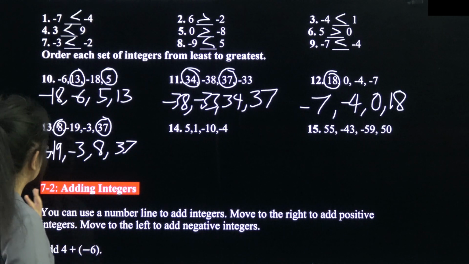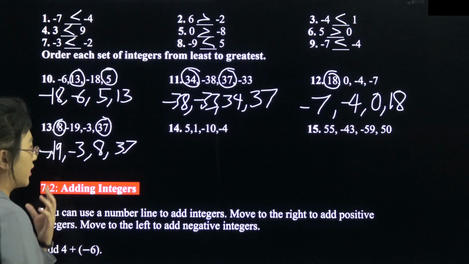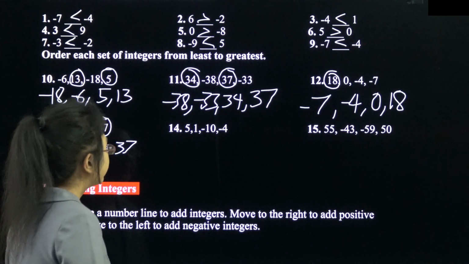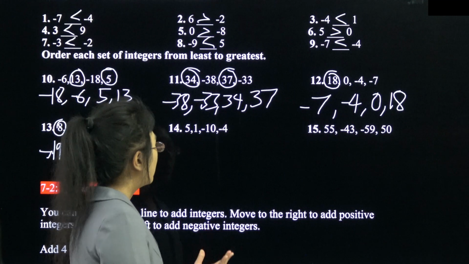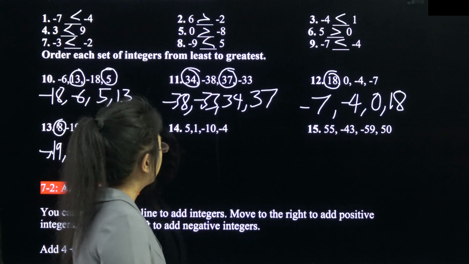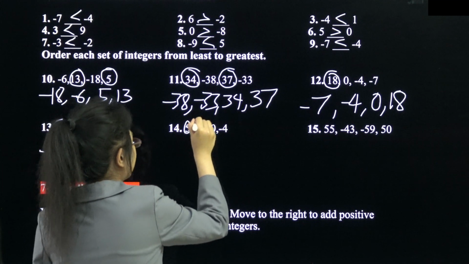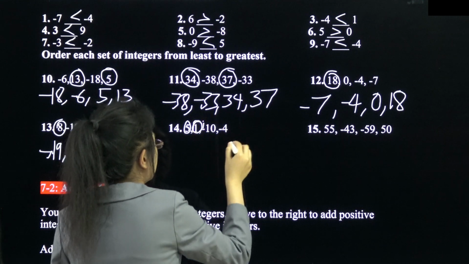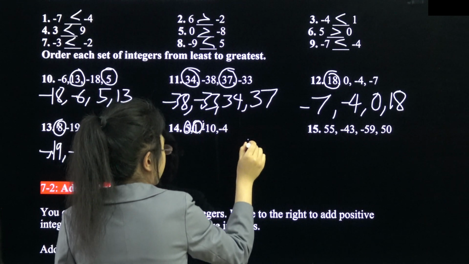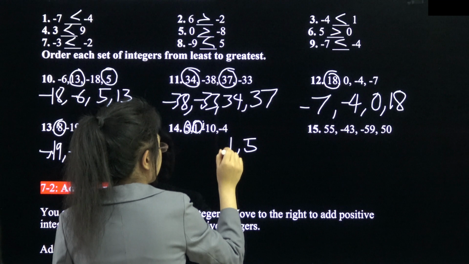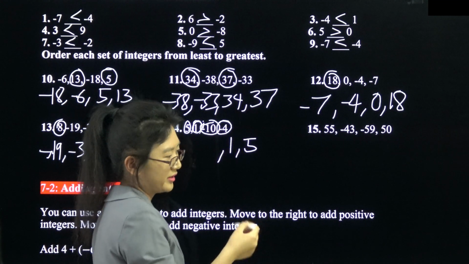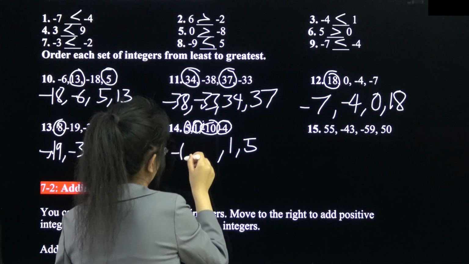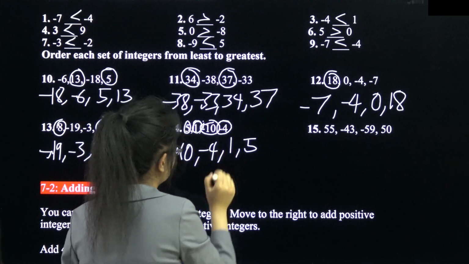So least to greatest would be negative 19, negative 3, 8, 37. Here we have 5, 1, negative 10, negative 4. 5 and 1 are positive, so then they would be bigger. 5 is bigger than 1. And then negative 10, negative 4. 10 is bigger than 4, but it's negative, so negative 10 is smaller than negative 4.